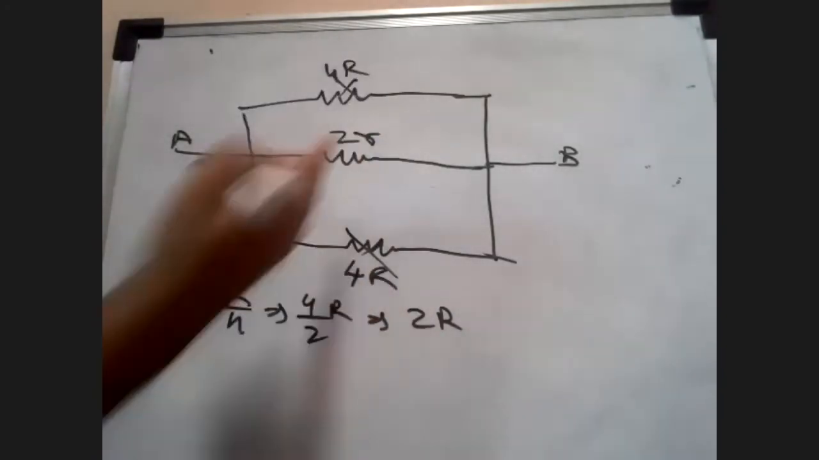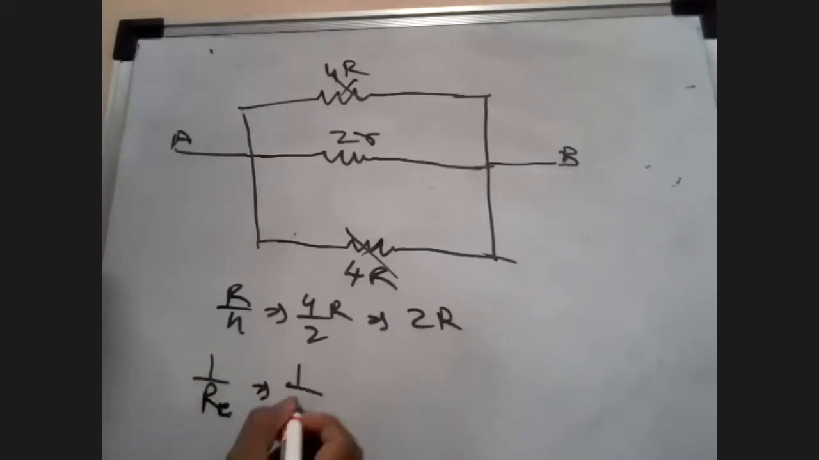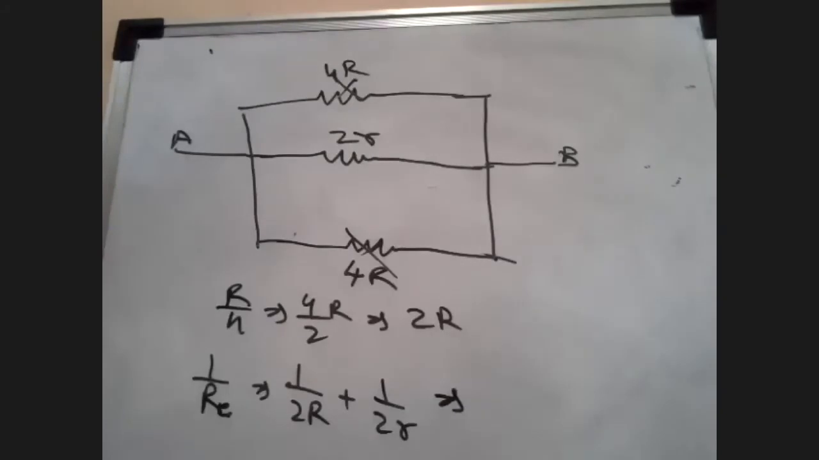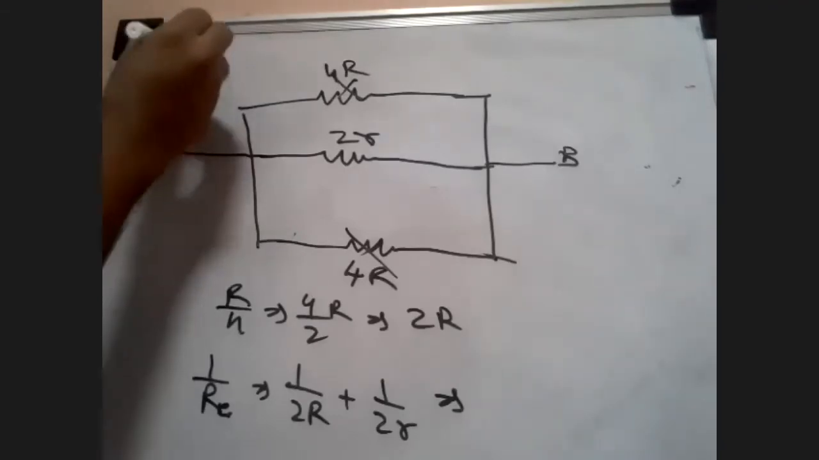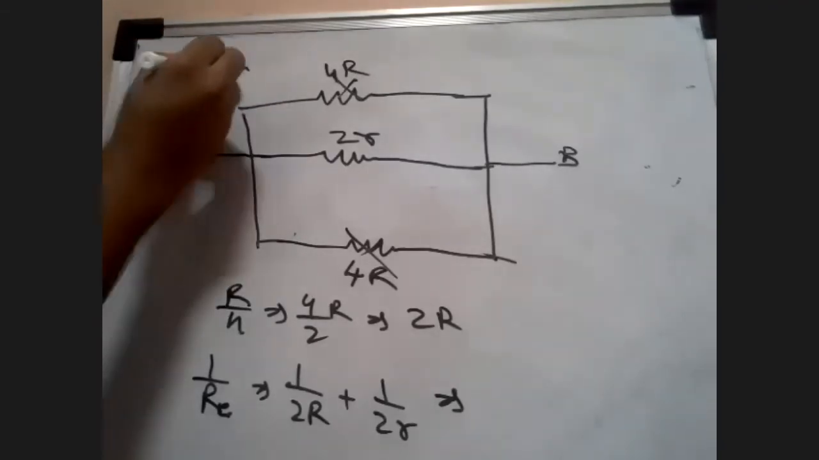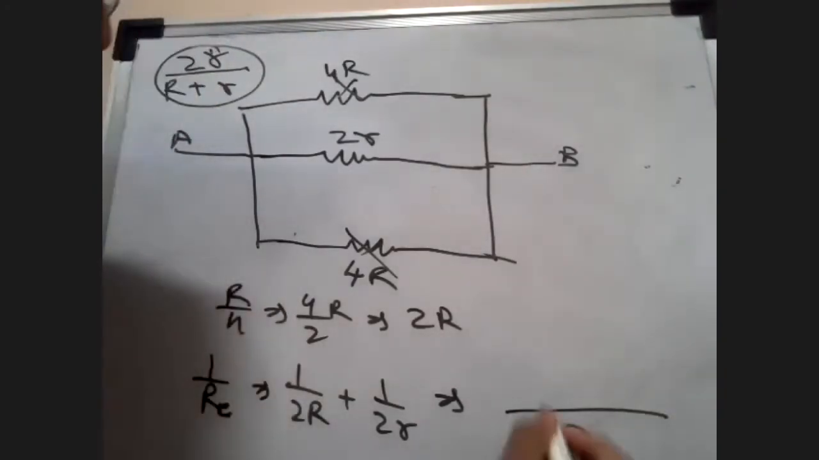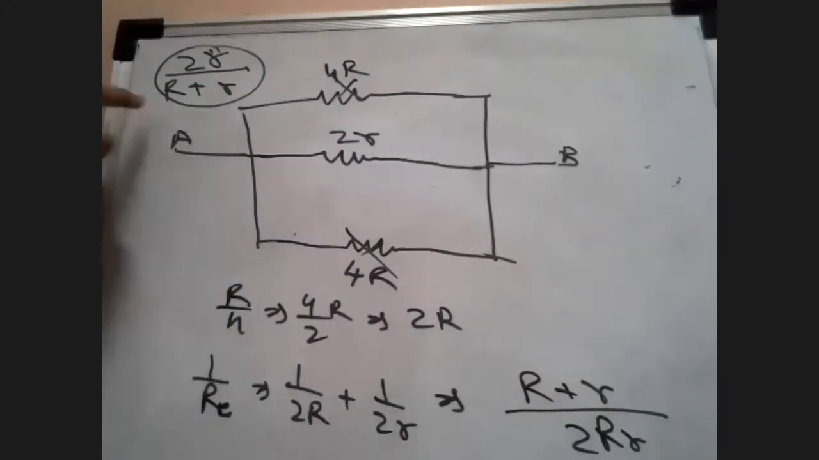What remains is 2R parallel with small 2r. How much is that now? Apply the formula 1 upon R equivalent, that is 1 upon 2 capital R plus 1 upon 2 small r. So how much will you get? Everyone, can I say that R equivalent finally turns out to be 2 into small r upon capital R plus small r? Did you all get this answer? Yes or no? You take the LCM, what you get is 2, you get R plus small r, and here R and r. Take a reciprocal. Please take a reciprocal.